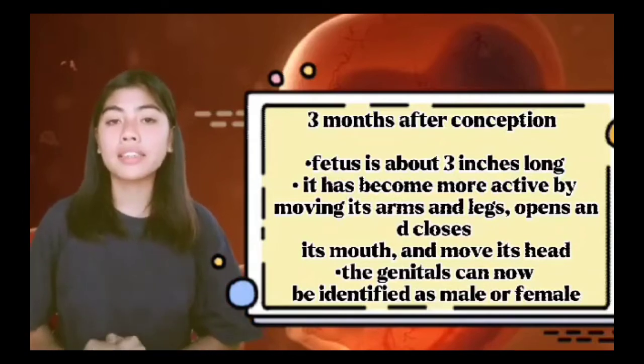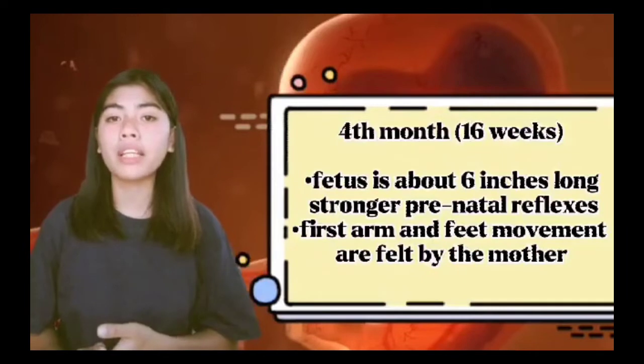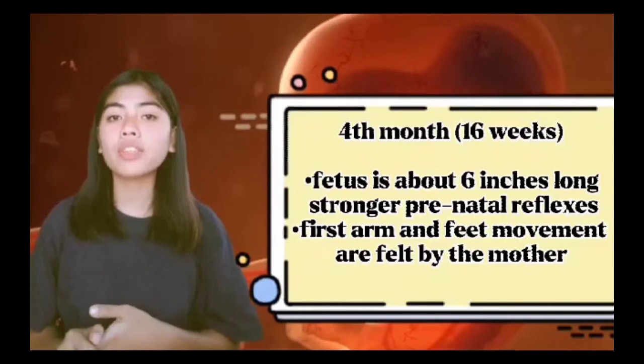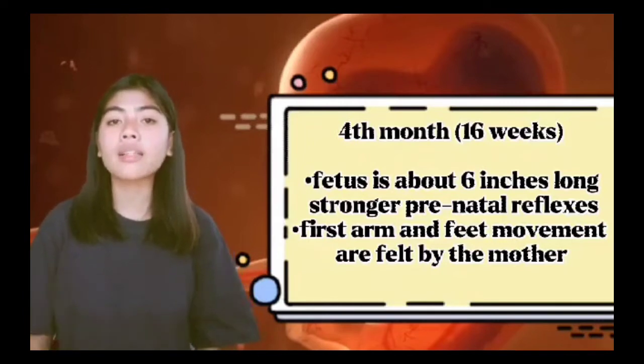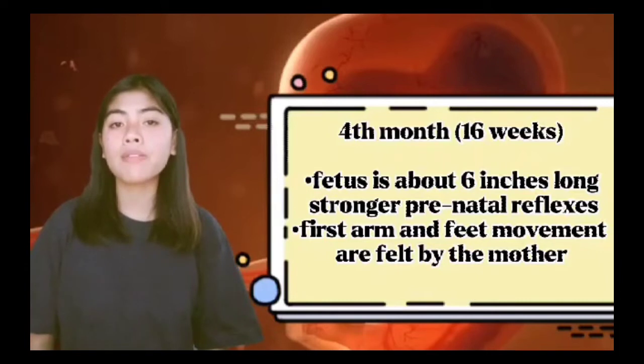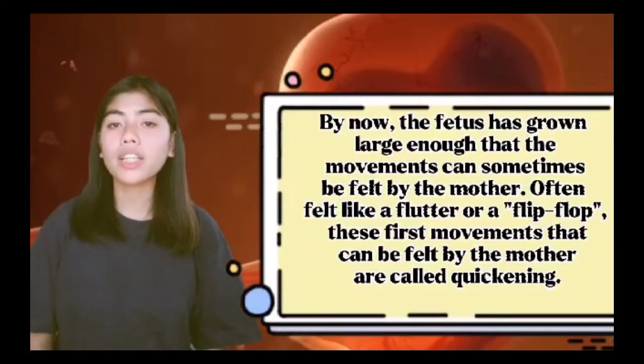4th month or 16 weeks. The fetus is about 6 inches long. Stronger prenatal reflexes, first arm and feet movements are felt by the mother. By now, the fetus has grown large enough that the movements can sometimes be felt by the mother, often felt like a flutter or a flip-flop. These first movements that can be felt by the mother are called quickening.